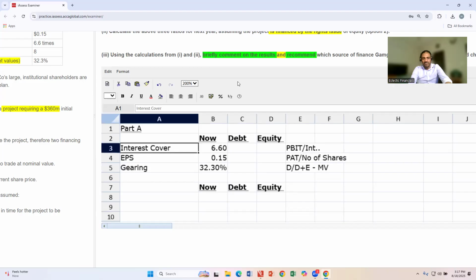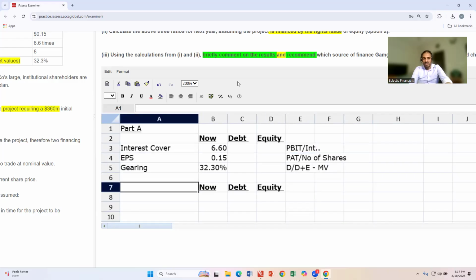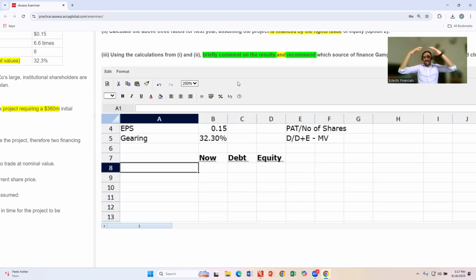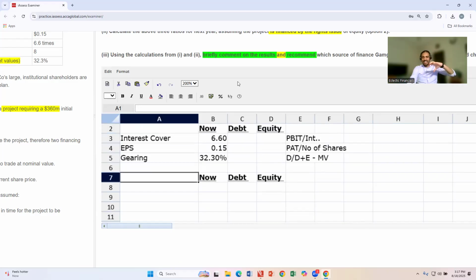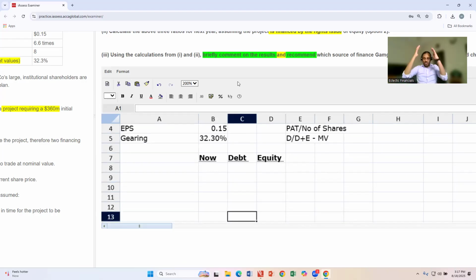All these workings, we have to base on PBIT, interest, profit after tax, number of shares, debt and equity, all this information. So let's start with this. So what is the sketch in your mind? The sketch in your mind is that we have to place all the points, debt and equity, at one place, and find out the numbers of the P&L from PBIT to profit after tax, then number of shares, then debt over debt and equity. So just jot down the things at one place. That's the sketch in your mind.